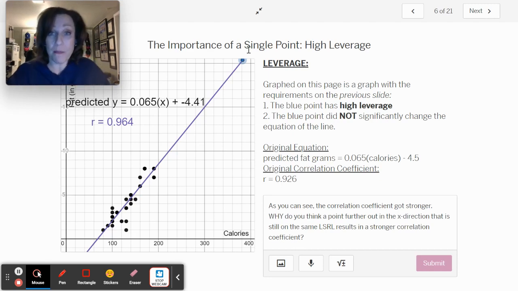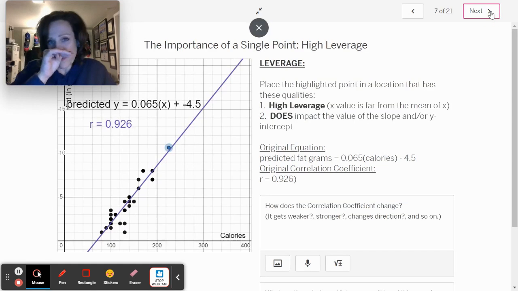So that's important for you to know. If I have an additional point, a point that has high leverage, and it is reinforcing the original data line, then that correlation strengthens. Okay. All right. So that was one big idea there. Now, take a look at this. This is like the other one started.